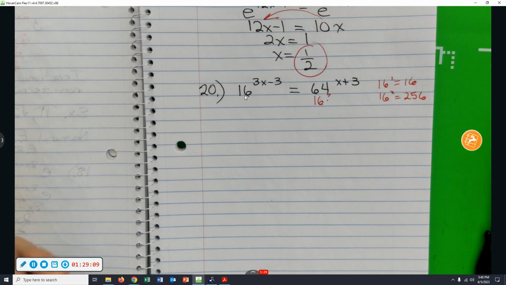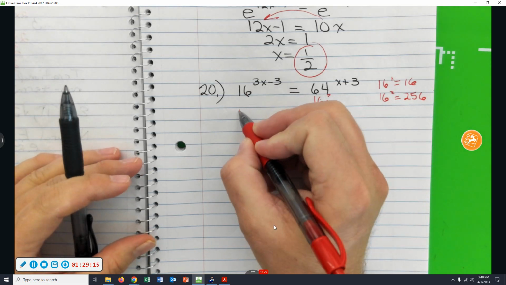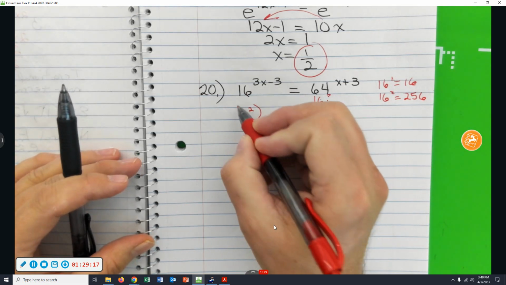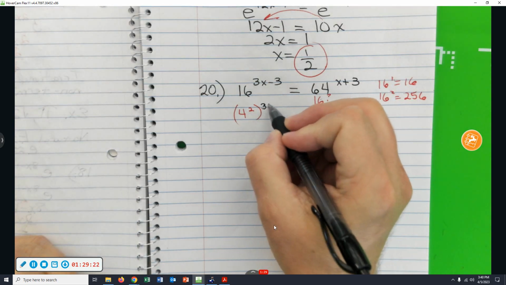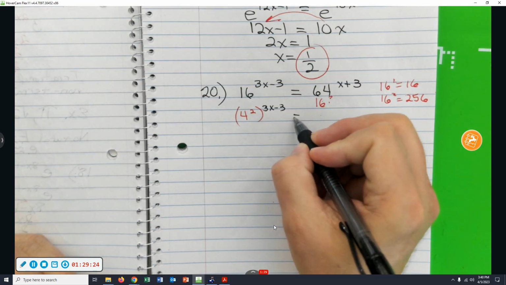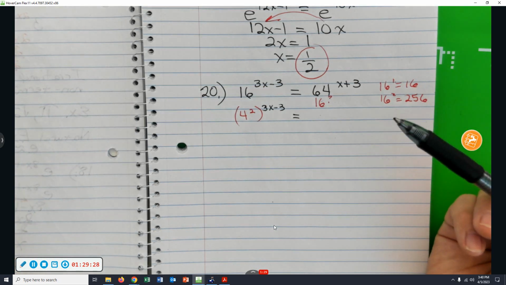Well, so you're thinking 4 squared. That's what you're thinking? Let's try that. 16 is 4 squared. Why did you decide on that? Well, again, these are rigged to work out. If you're thinking, well, wait a minute, what if that 16 was a 15? No. You've got to be able to get a common base.